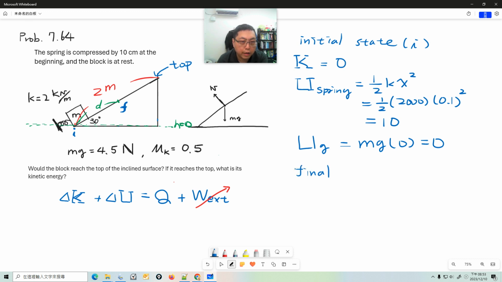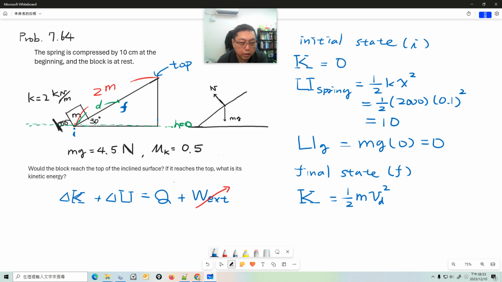The final state is when the block has moved a distance d along the inclined surface. At the final state, what's its kinetic energy? Because it has moved up the surface to a point F, it must carry some velocity, but I don't know the velocity. So I just call it v_d squared.